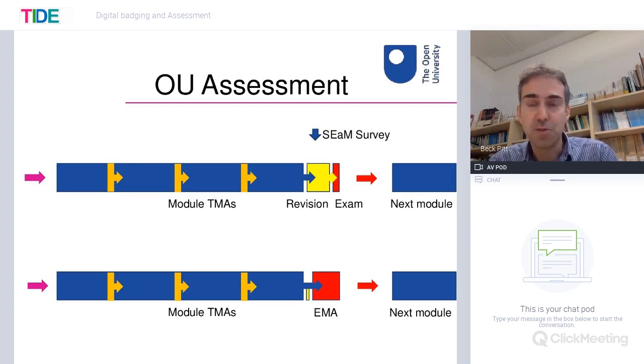In recent years, there have been a number of experimentations and developments and flexes around that structure in particular modules and for particular qualifications. Of course, those that are facing particular subjects or particular practice-based subjects will maybe be adopting a slightly different approach, but that's broadly how assessment is conceived.